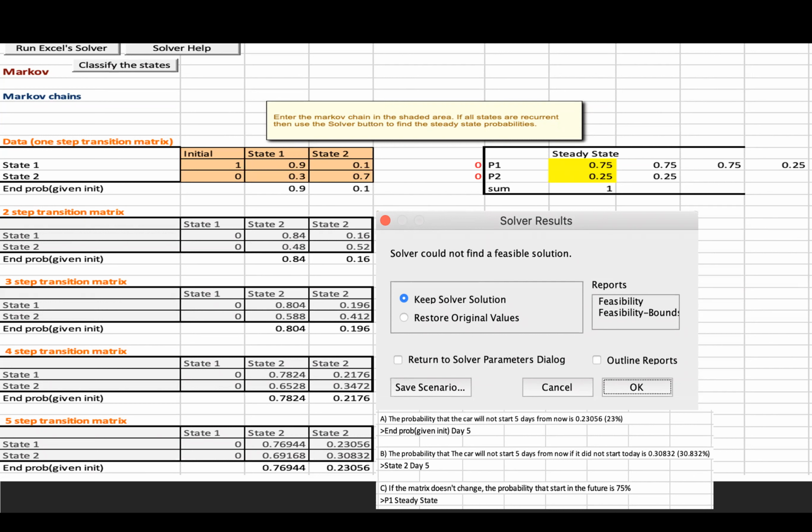At the bottom, I also added in the 3 questions that went along with the problem, just to clarify: the probability of the car starting, the probability of the car not starting, and, if the matrix doesn't change, the probability that it will start in the future, 75% being your steady state. Next.